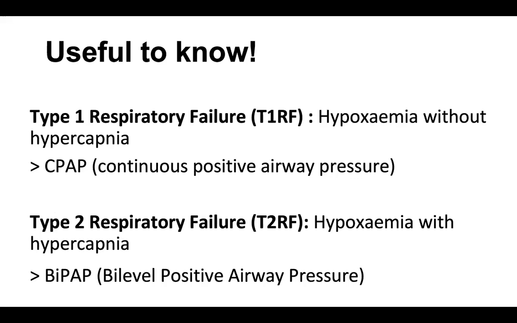High metabolic compensation in terms of bicarb changes usually takes a couple of days, so it's not usually an acute change. That's something really important to remember whenever you're interpreting ABGs as well. Just talking about type 1 and type 2 respiratory failure, really useful to know.